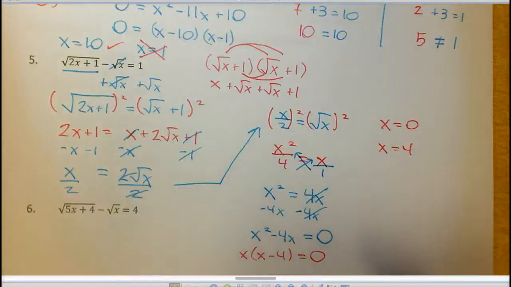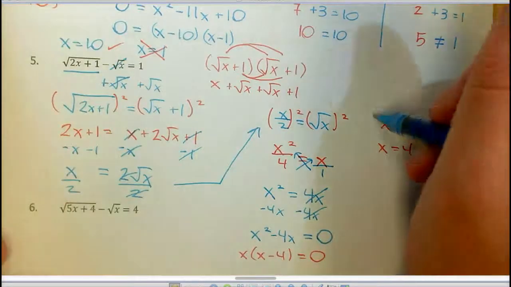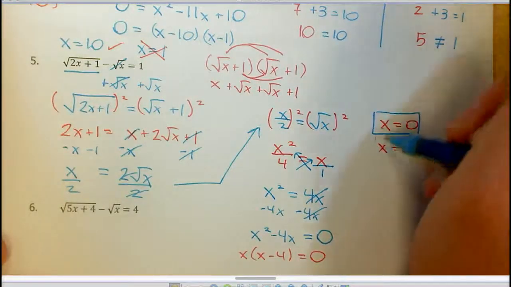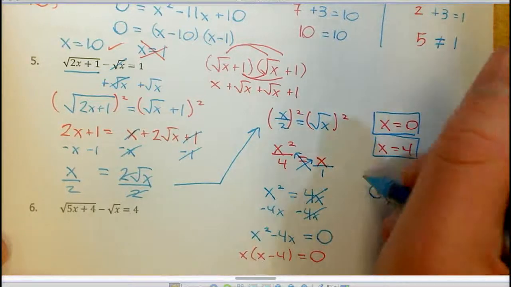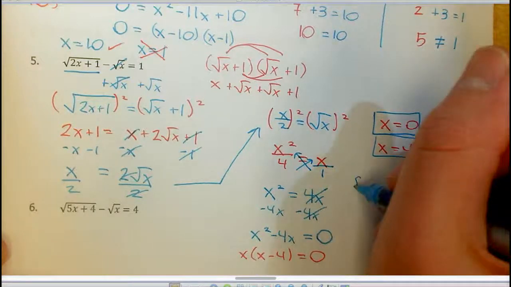Okay, if you did that correctly, you should have found that they both actually end up working. X equals 0 is a solution, as is x equals 4. So this is one problem where there are two solutions, 0 and 4.